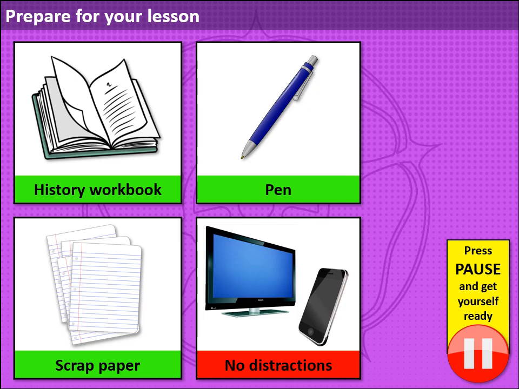First, I'd like you to get ready for the lesson. You're going to need your history workbook, a black pen, a different coloured pen, and you might also want some scrap paper. I'd like you to put away or turn off any distractions like your phone or TV. Pause now to get yourself ready to begin today's lesson and press play when you are ready.